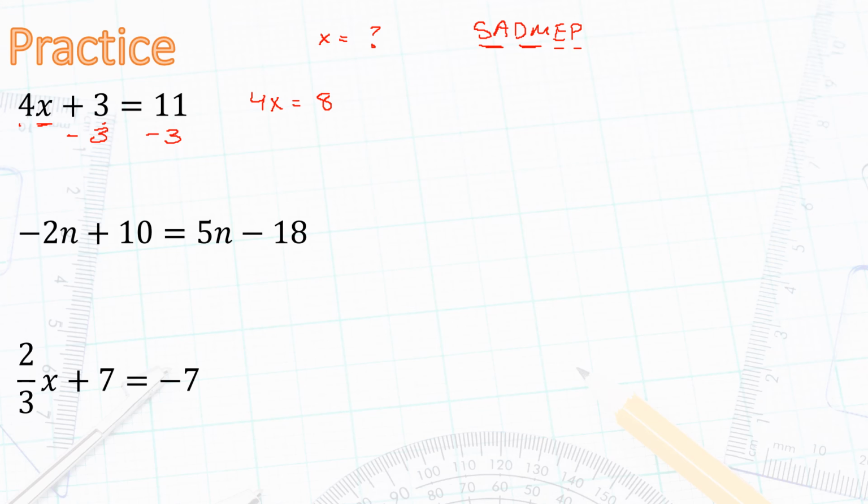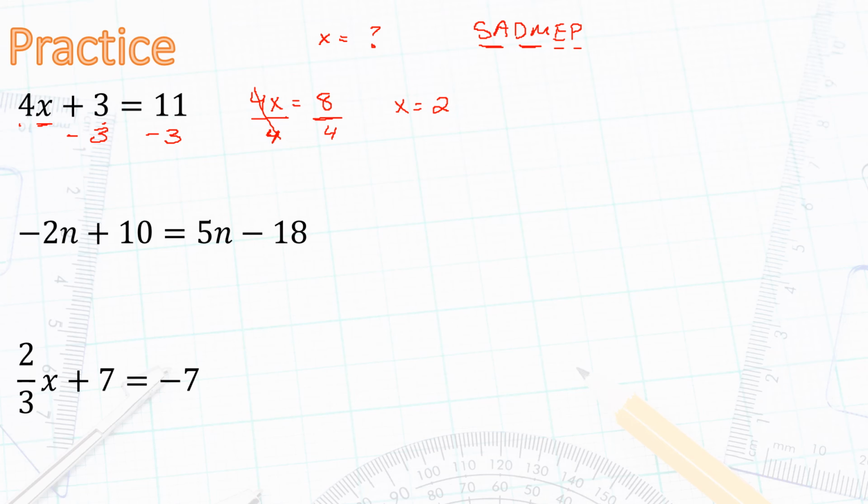Next up, multiplication division. We want to get x on its own. It's multiplied by 4. The way to undo that, or the inverse of that, if we're using correct math words, is to divide by 4. And what you do to the left, you must also do to the right to keep the equation balanced. So divide both sides by 4. x equals 8 divided by 4. 8 divided by 4 is 2.